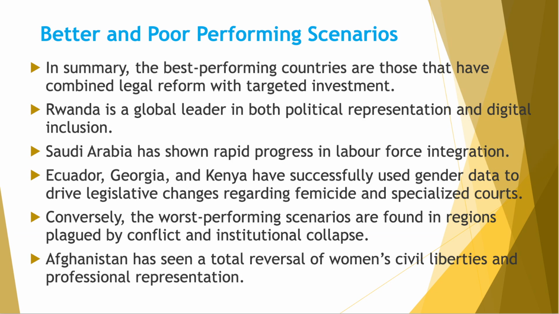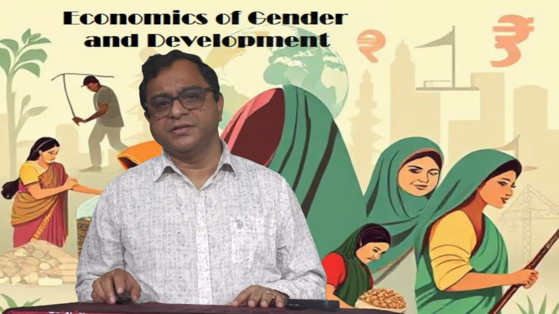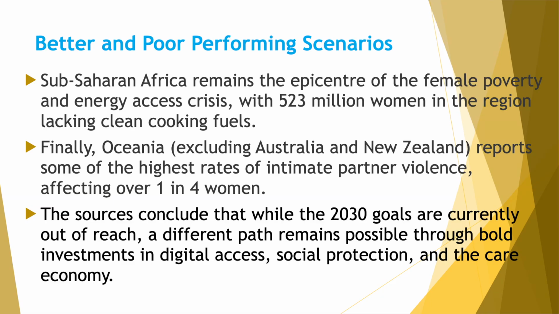Conversely, the worst performing countries are found in regions plagued by conflict and institutional collapse. For example, Afghanistan has seen a total reversal of women's civil liberties and professional representation in recent times after the country was conquered by the Taliban. And sub-Saharan Africa remains the epicenter of the female poverty and energy access crisis, with 523 million women in the region lacking clean cooking fuels. And finally, Oceania, excluding Australia and New Zealand, reports some of the highest rates of intimate partner violence, affecting over 1 in 4 women.